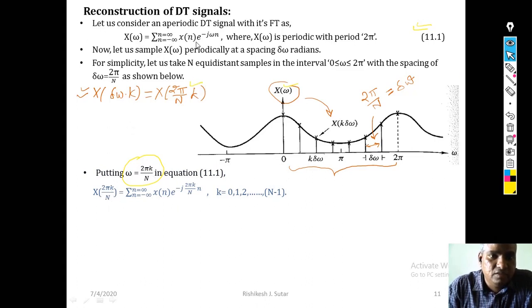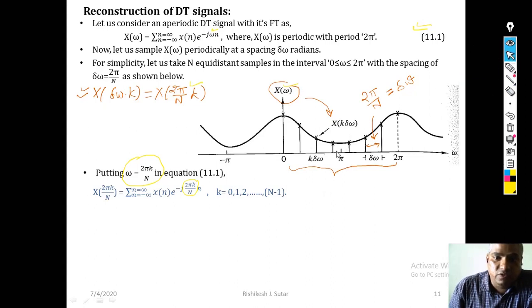Summation of x of n e raised to minus j, this omega again will be replaced with 2 pi k by capital N, small n, and k runs from, as you can see, this k is running from 0 to N minus 1. Okay, because N samples I want, so if I start counting the samples from 0, the last sample would be N minus 1. And this k indicates the sample number, so k is running from 0, 1 up to N minus 1.